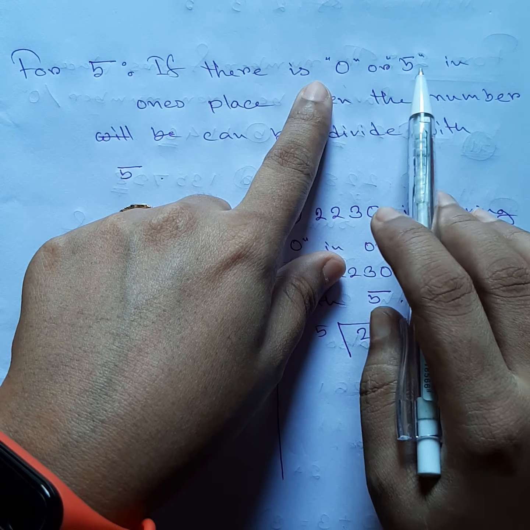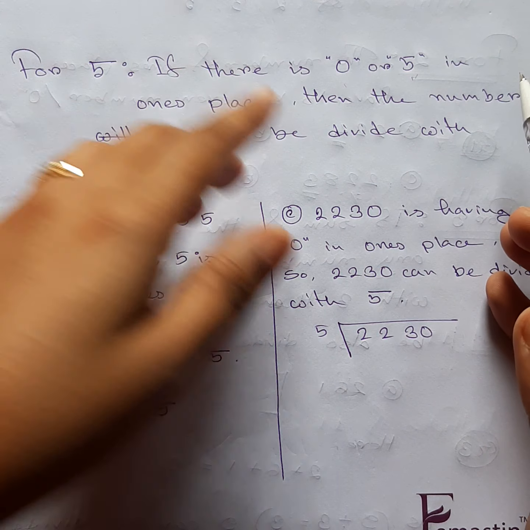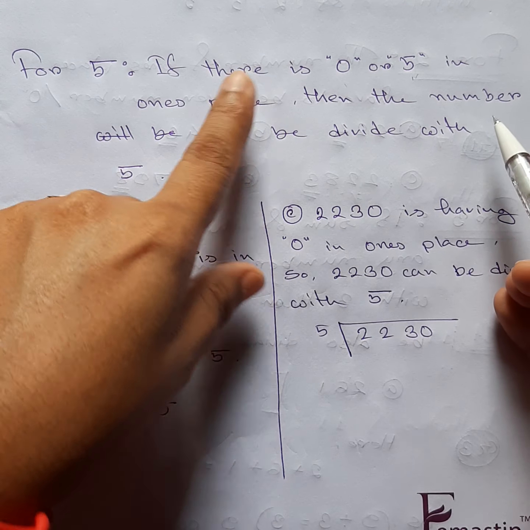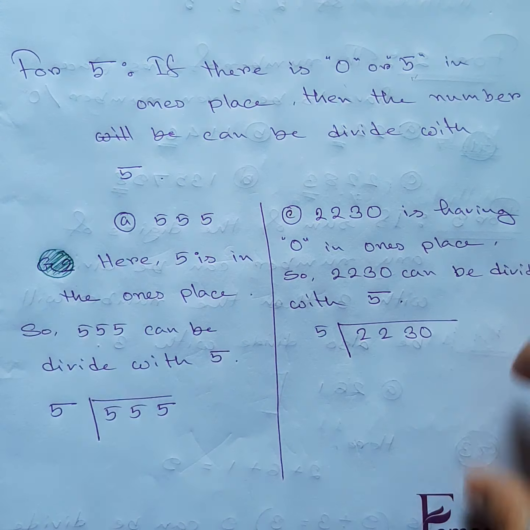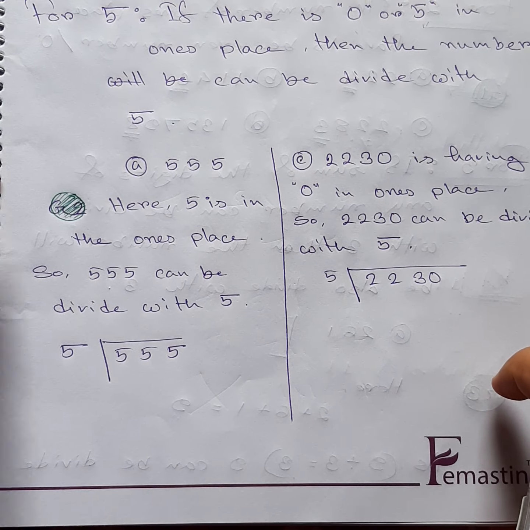Okay, now for 5, the rule for 5 is actually, you can see that if there is 0 or 5 in one's place, then the number can also be divided with 5. Okay, let me show you.